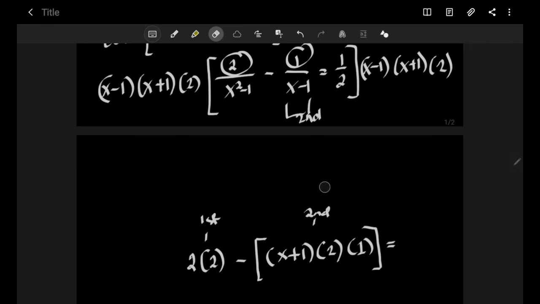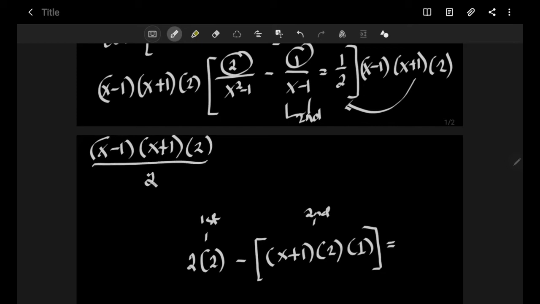So, imumultiply naman natin ngayon yung LCD natin dito sa third term. So, paano naman ang gagawin natin? Again, magdi-divide muna tayo. X minus 1 multiplied by x plus 1 multiplied by 2 all over 2. So, ano ang makakancel ngayon? That is positive 2. So, ang naiwan ngayon ay x minus 1 and x plus 1 na imumultiply again sa numerator.